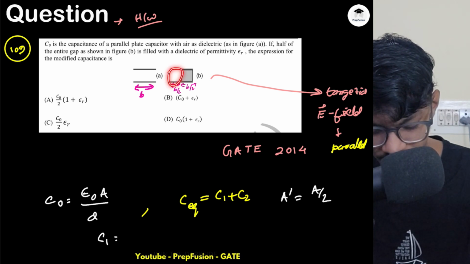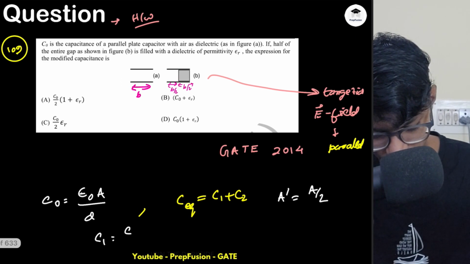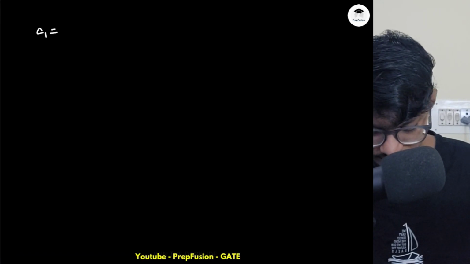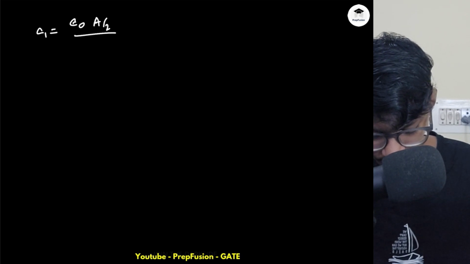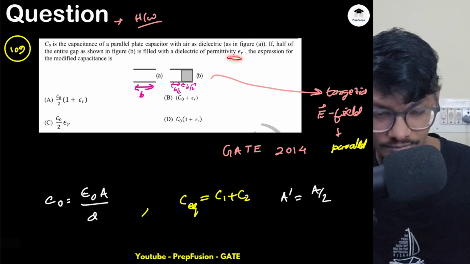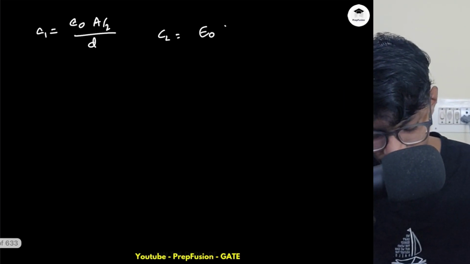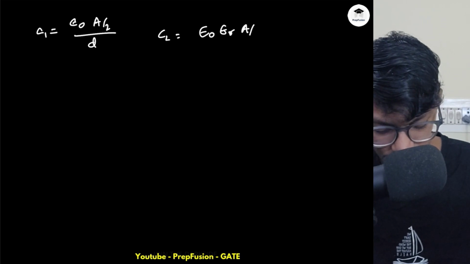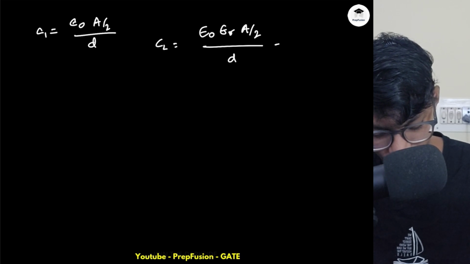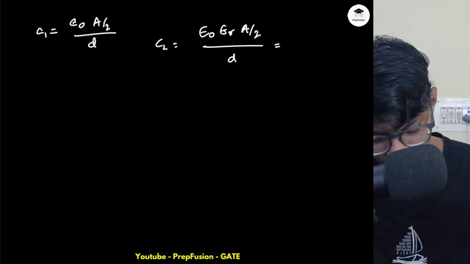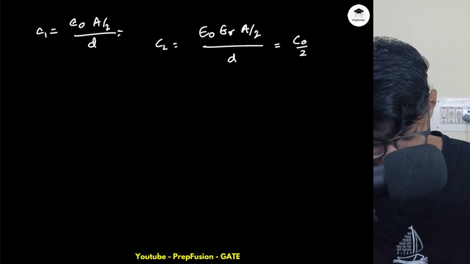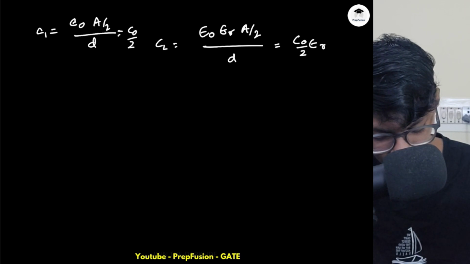C1 is again in vacuum, so C1 is epsilon naught A by 2 divided by D. C2 is epsilon naught, and epsilon r is also there, because the region has a permittivity of epsilon r. So I will write that expression: epsilon naught epsilon r A by 2 divided by D. So this whole thing, except the epsilon r, is what? C naught by 2. And this is also C naught by 2 itself, and obviously there is an extra epsilon r here because this is multiplied.